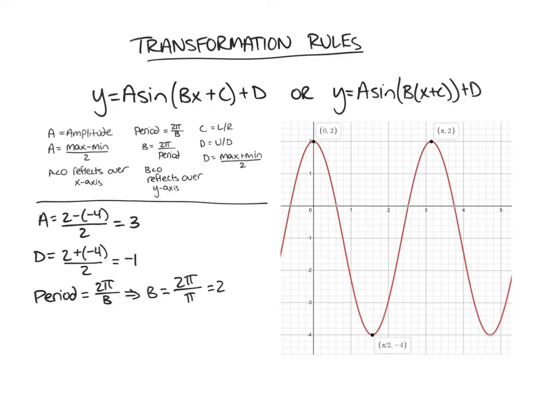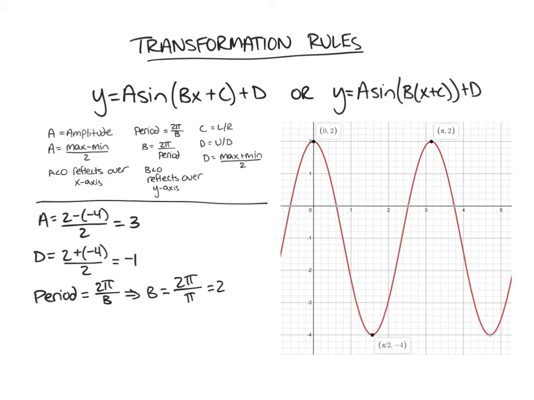Next, I'm going to calculate the B term. And so we're going to use that formula that the period is equal to 2 pi over B. And if we rearrange that to solve for B, we can see that the period itself is going from 0 to pi, right? The peak to peak there, from here to here, that is one wavelength.